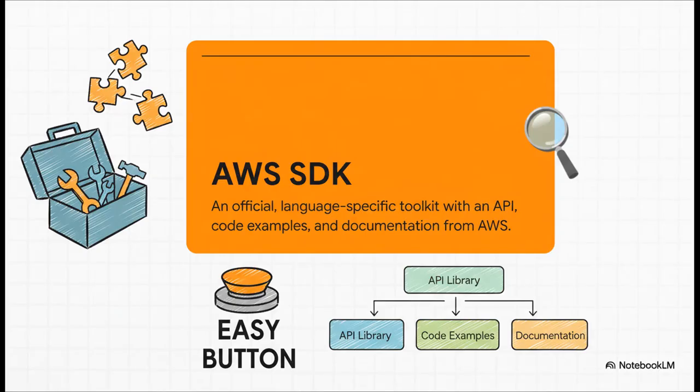So, what's the alternative? What's the solution? It is the AWS SDK, the Software Development Kit. This is basically AWS's official answer to this whole problem. Just think of it as a toolkit, specifically for your programming language, that gives you everything you need right out of the box. A pre-built API library, a ton of code examples, and all the documentation. It's pretty much the official easy button.